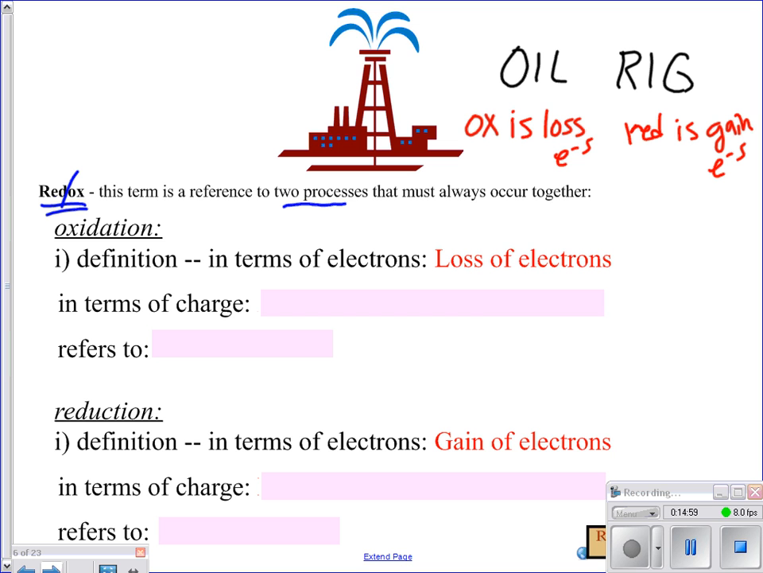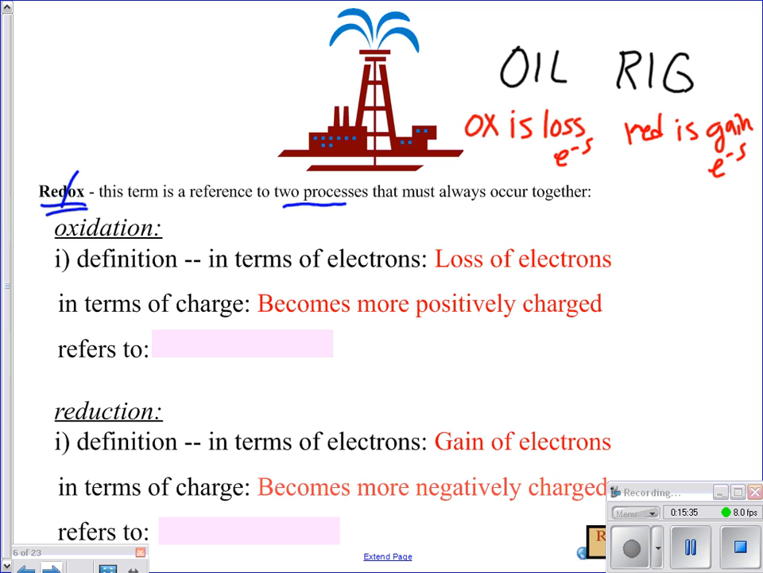Now here's the tricky part for some people. We're talking about electrons, and if you think about the charge of electrons, they're negatively charged. So we're talking about losing negative particles or gaining negative particles. And so it feels a little bit different to people. It feels like it's backwards. But if you're losing negative particles, what happens to your charge? It becomes more positive. So oxidation becomes more positively charged, whereas reduction, where you're gaining electrons, you're gaining negative particles, it becomes more negatively charged.